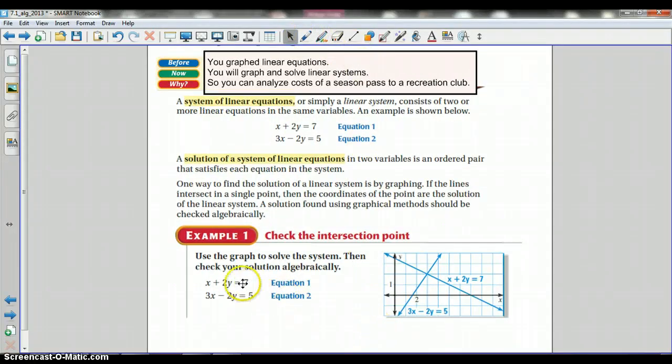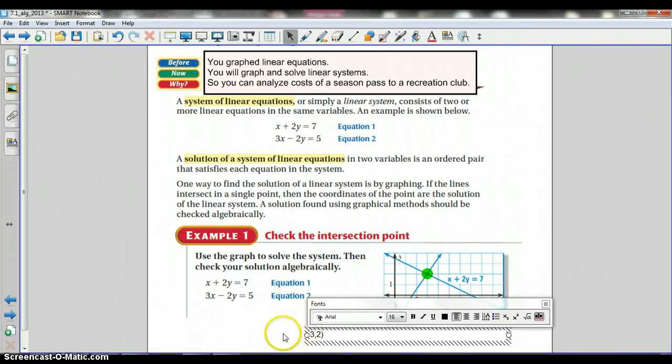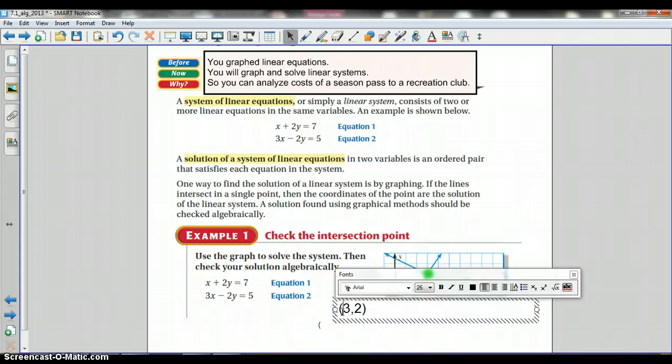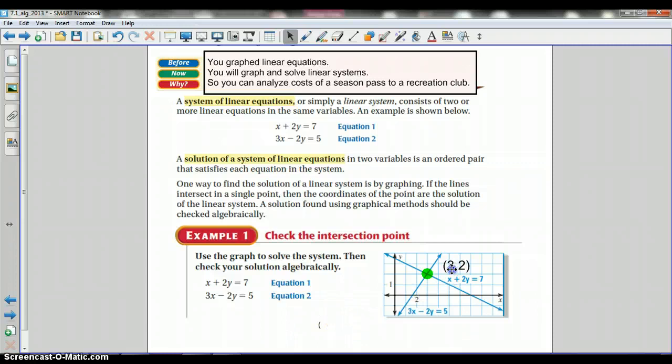So notice we have 2 linear equations, and then we have the graphs of both of those equations, and you can see that the intersection point is right about there, and we could actually read the intersection point here, and it would be (3, 2), and we would want to put that point in parentheses and label that as the solution. So the solution to that linear system is (3, 2).